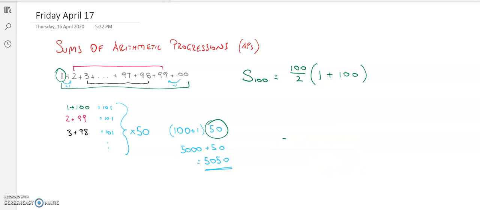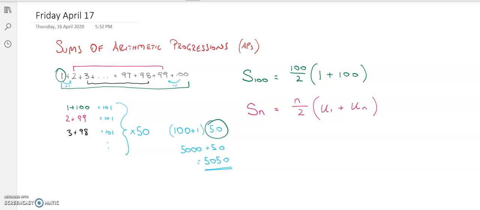So to put it into a formula, which is what we all want, so we can work with any progression, the sum to n terms. Now what's this 100 represent? It represents how many terms there are. All right, we halve the number of terms, and we multiply by 1, which is our first term, and 100, which is our last term. Now, our last term is the nth term. Okay, so that's as simple as that. It's first plus the last.